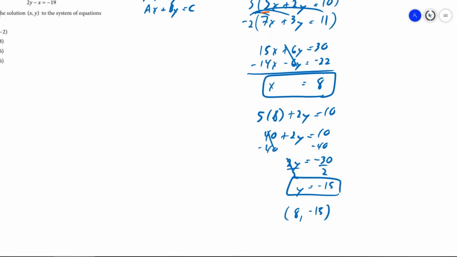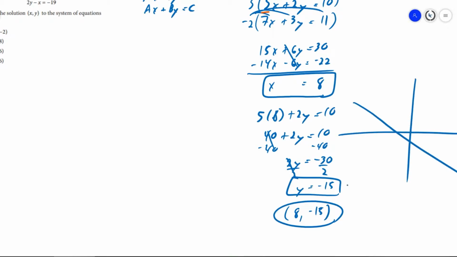So usually the solution to a system like this is expressed as a point. And the reason for that is these are actually two lines that are graphed on the same graph, and they're meeting up at the point with coordinates 8, negative 15 in this case. So that's what your solution is to a system. It's the point where the two lines intersect. So more on that later.